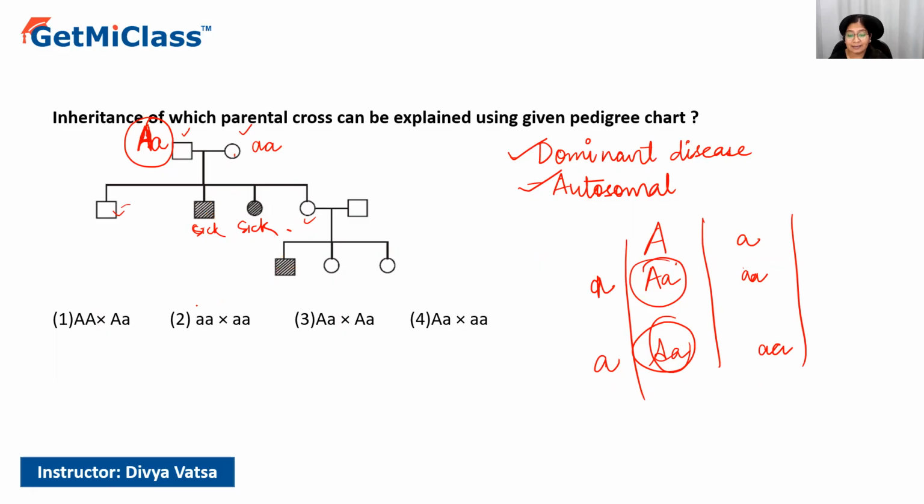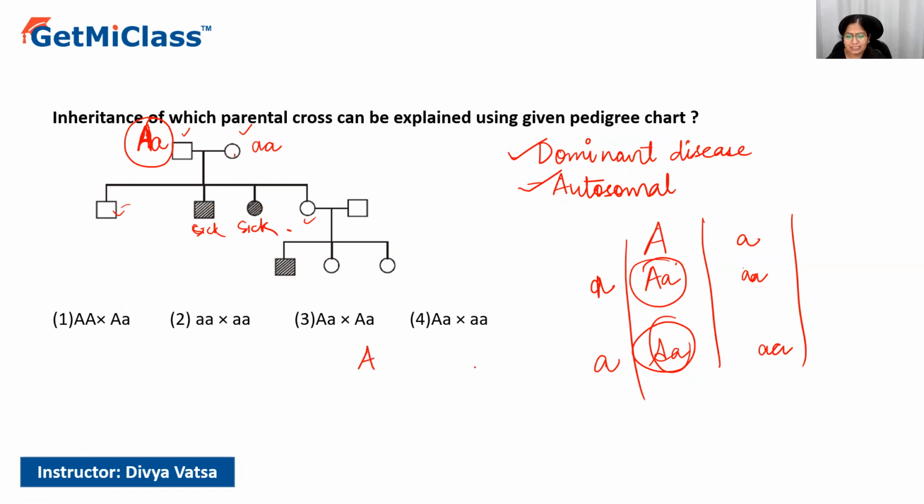Then if the disease was completely homozygous recessive, then this disease wouldn't have spread here and the person would not have been sick from the disease. Option number three says they are both heterozygous. If both of them were heterozygous, then more of the children would have the disease.